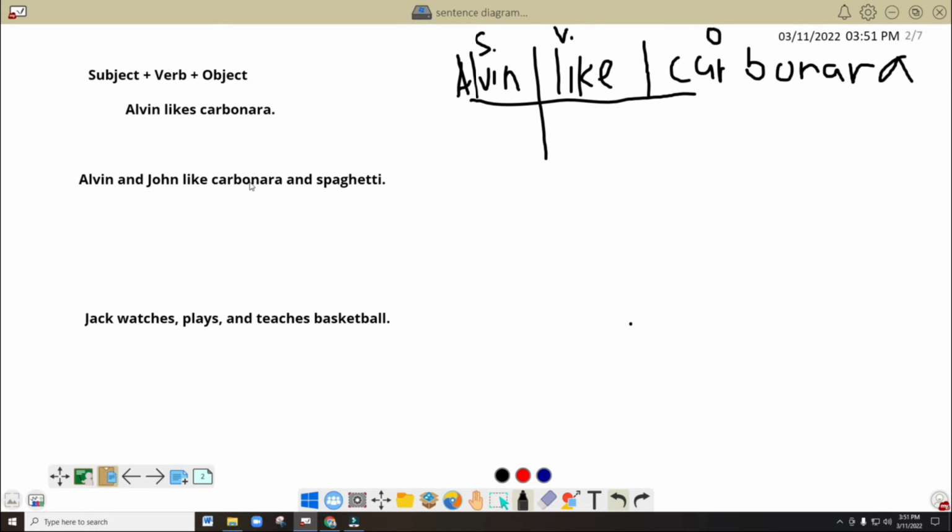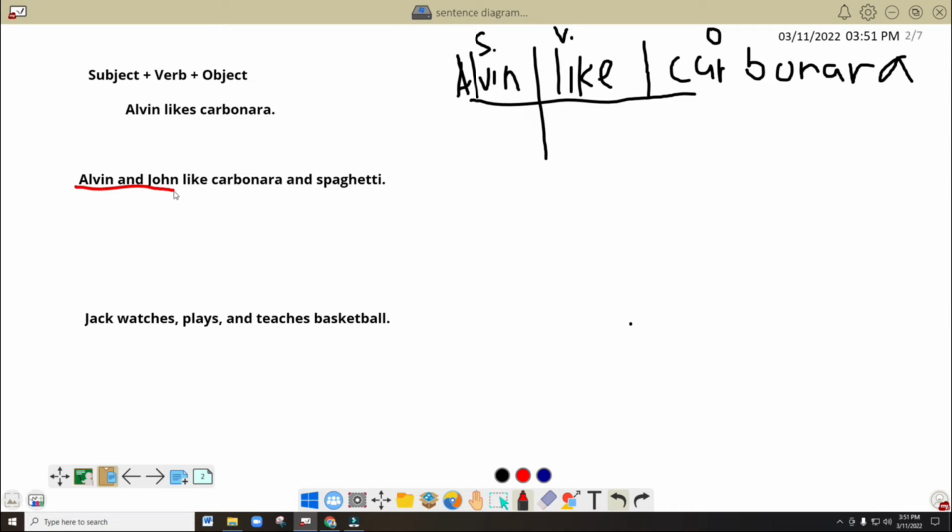But we got another problem. Take a look at this one carefully. We got here Alvin and John. So what have you noticed? I think you have noticed that we have two subjects in here. But in our previous discussion, we had only one subject. So what are we going to do? That's going to be troublesome.